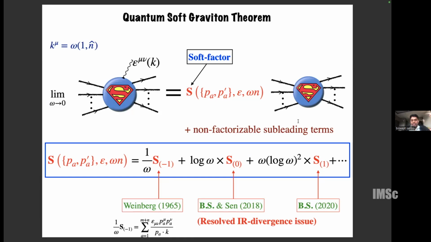And just to mention, all the earlier derivations of this omega to the power 0 and this order omega, all these contributions, though they factorize at the tree level, once you include the loops, they don't even factorize. So those go into the non-factorized part of this soft theorem expression.